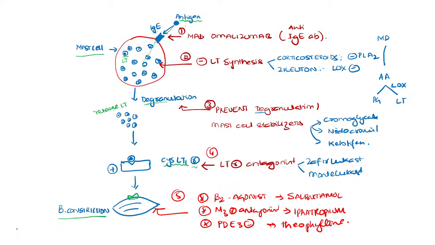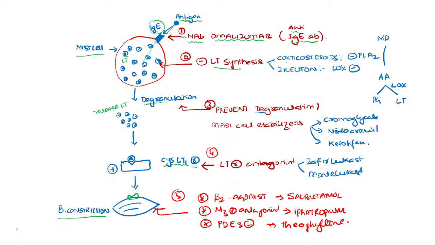So what are the target sites you can identify? We have a first target site, that is the IgE. So we have a monoclonal antibody, that is omalizumab, which is an anti-IgE antibody which inhibits the activation of IgE mediated activity. Second step is the inhibition of the leukotriene synthesis.